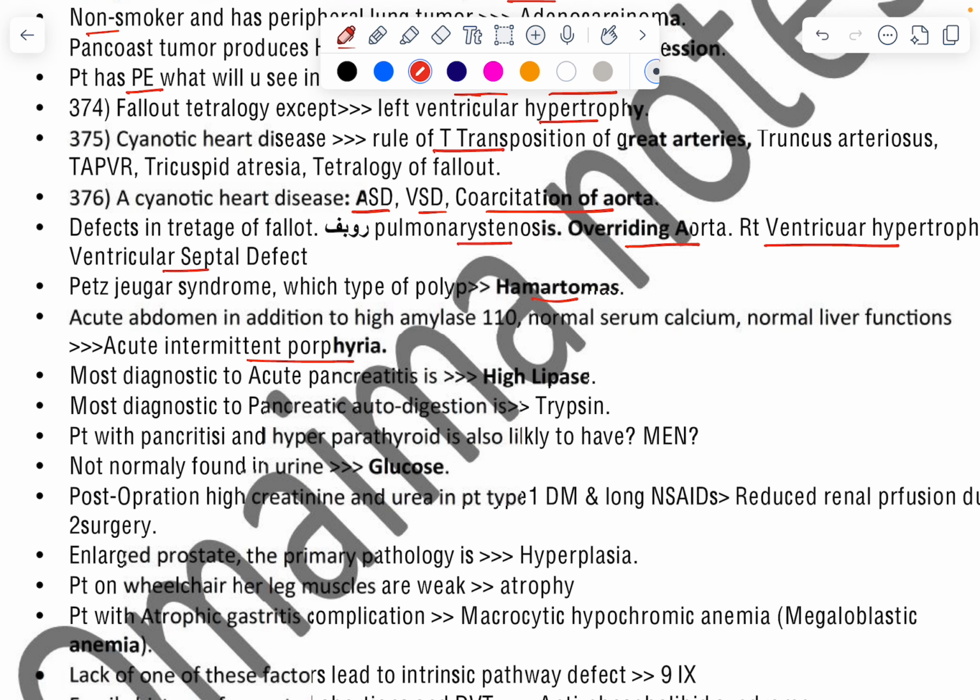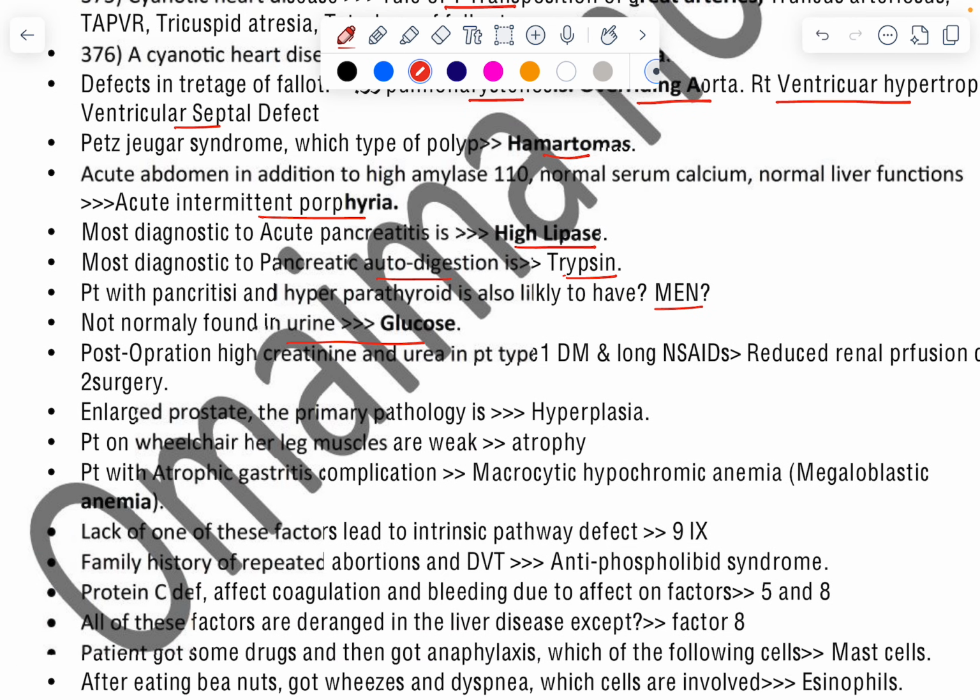Most diagnostic of acute pancreatitis is high lipase. Lipase is diagnostic of pancreatitis; autodigestion is by trypsin. Patient with pancreatitis and hyperparathyroidism, likely MEN. Not normally found in urine is glucose. Post-operative high creatinine and urea. Type 1 diabetes, long-standing, reduced perfusion.